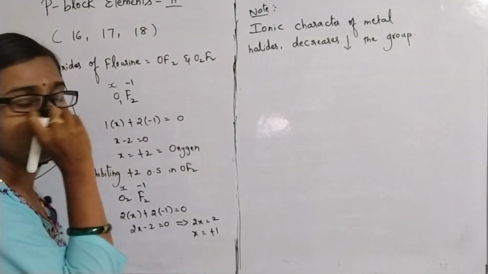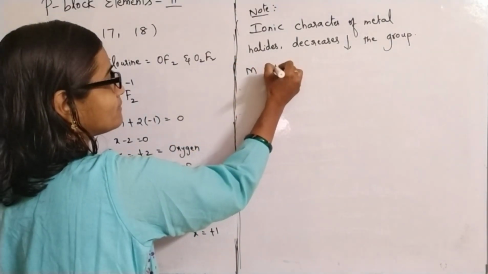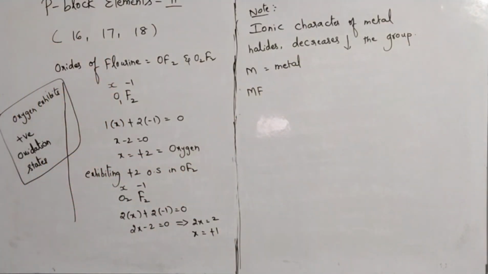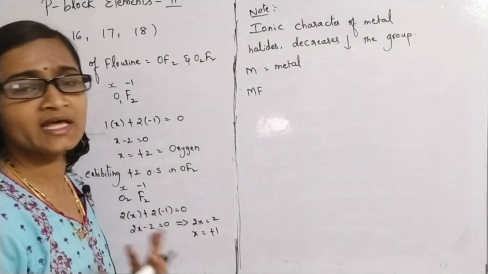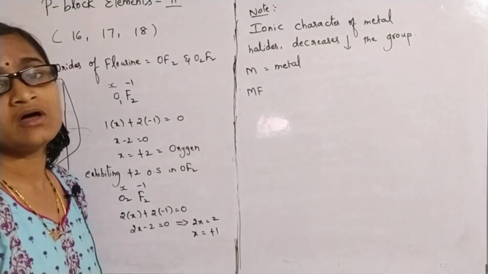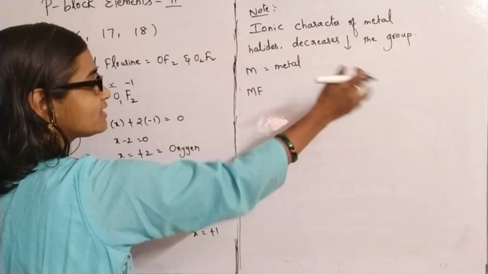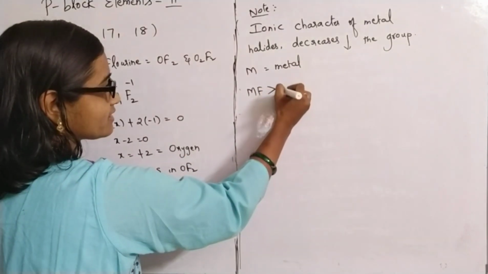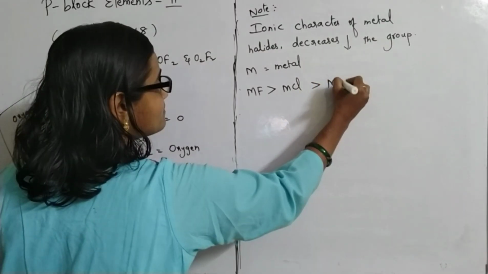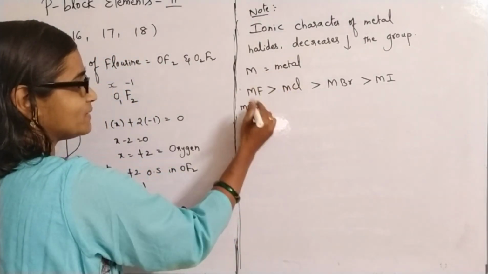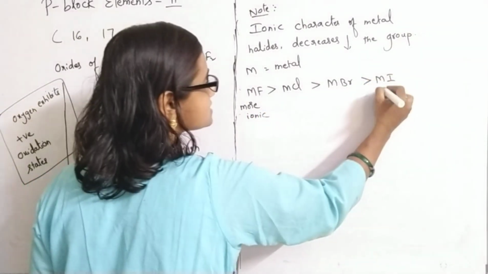Metal halides, if you take M, a metal, will be of the form MF, like NaF, MgF2, anything. It can be of the M2F, MF2 or MF form. M stands for metal. Ionic character decreases: MF will have more ionic character, then comes MCl, then MBr, then MI. MF is more ionic, whereas MI is less ionic.